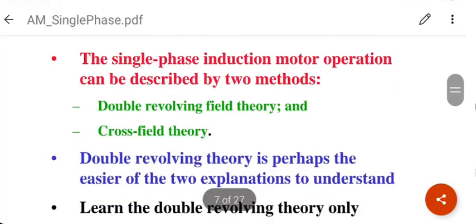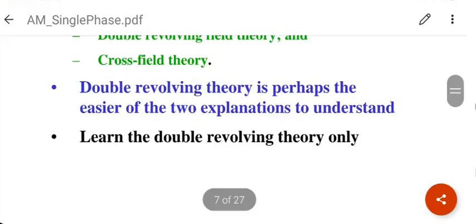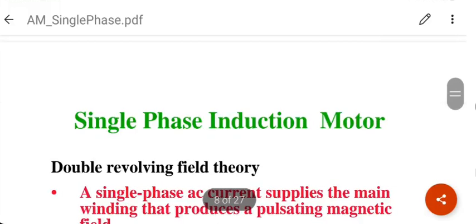The single-phase induction motor operation can be described by two methods: double revolving field theory and cross field theory. Forget cross field theory. It is very complicated. Double revolving theory is perhaps the easier of the two. They are also saying learn the double revolving theory only. Don't worry about the other. That is meant for people who are experts in electromagnetism.